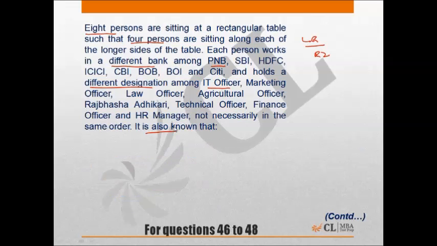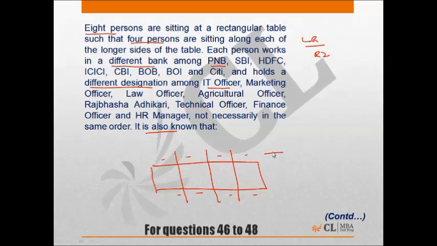Now typically in such data, I would want to draw as I go along, which means I'll make a table and keep filling it up. For me, this is a table, and these are the positions in which a person is sitting. Secondly, there are two aspects. One is the designation and one is the bank in which they are working. So I'll keep filling up the data in this kind of format, where I put the designation on the outside and the name of the bank on the inside.